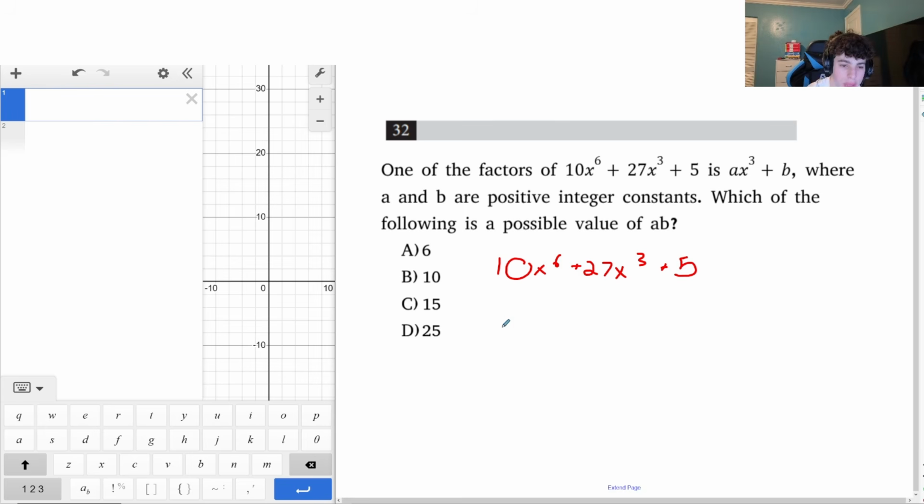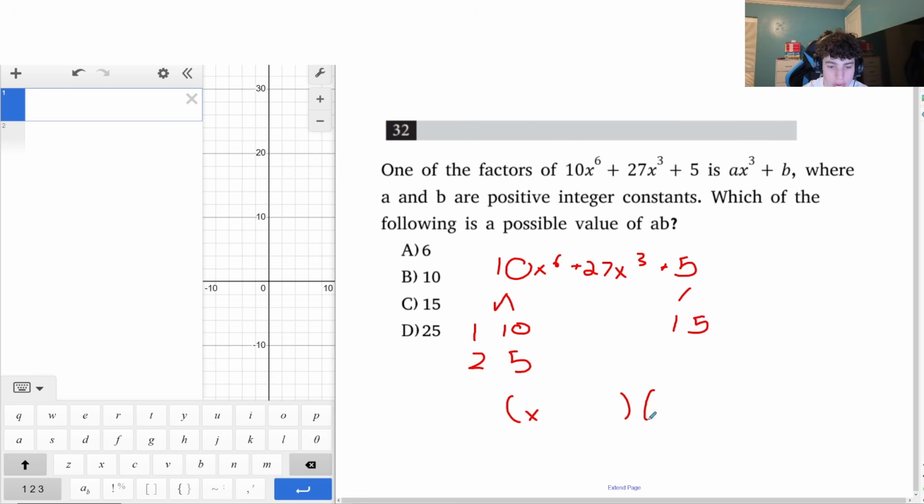And then all I have to do is say, okay, well, what are my factors of 10? They're going to be 1 and 10 or 2 and 5, right? And then my factors of the 5 are really just 1 and 5, right? And so what I can do is try, if I had an x and then a 10x, what would I need to fill in here so that I could have 5s, right?